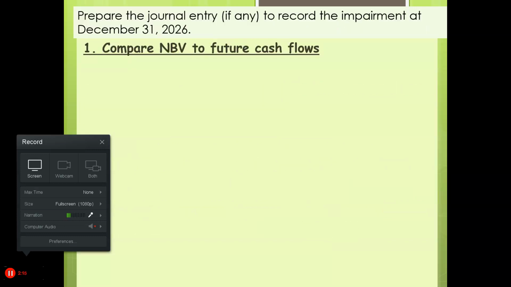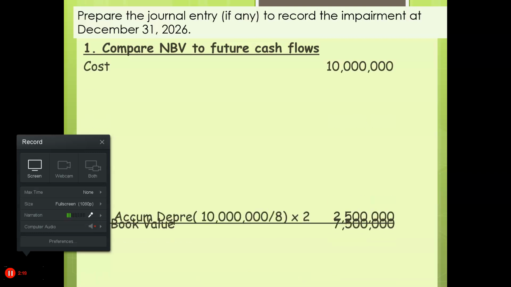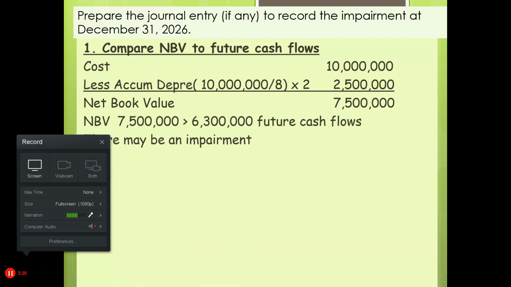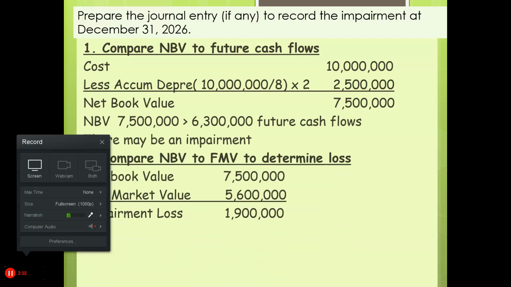First, we're going to compare the net book value to the future cash flows. Here's our cost minus depreciation for 2 years, which gives a net book value of $7.5 million, which is greater than the future cash flows, so there may be an impairment. Now we do the impairment test. We compare the net book value to the fair value, and we're going to have a loss of $1.9 million because on our books, the equipment should show as $5.6 million.